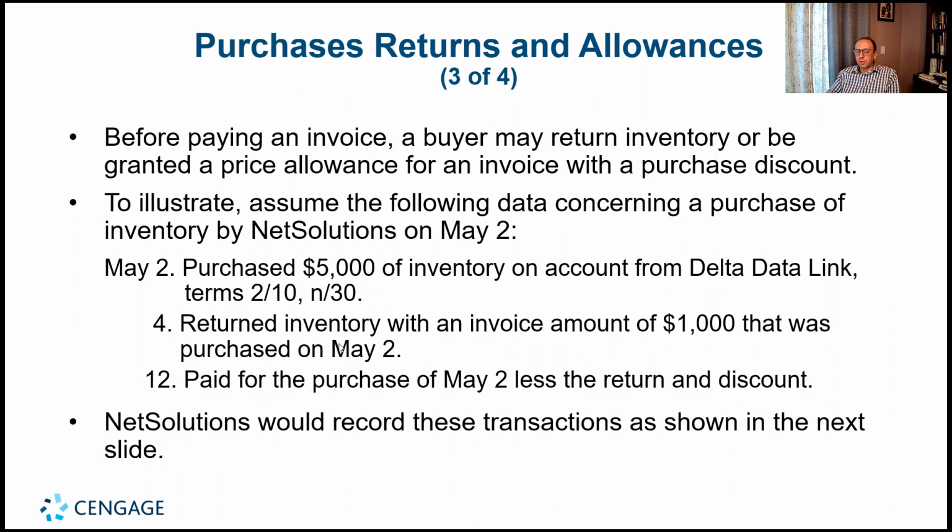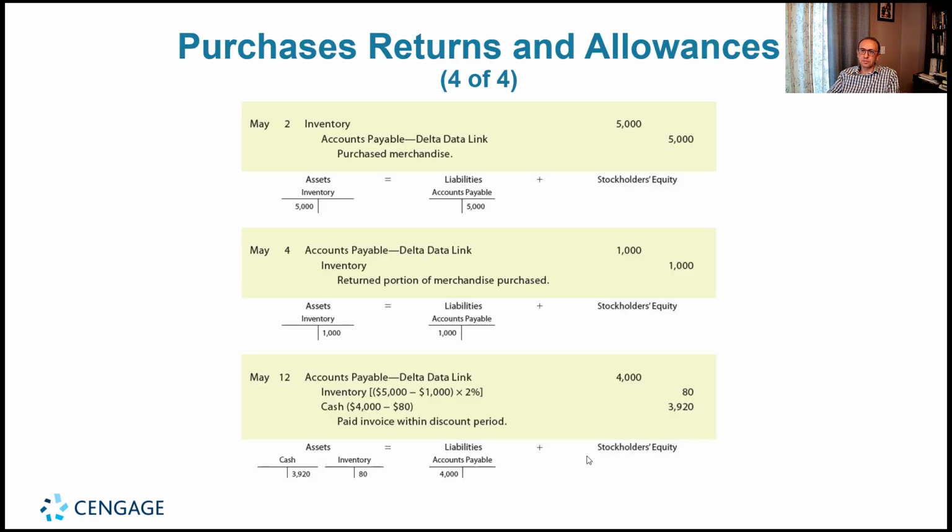On May 4th, they returned inventory with an invoice amount of $1,000 that was purchased on May 2nd. So out of the $5,000, the business is returning $1,000 worth of inventory. Then on May 12th, which is within the first 10 days, they paid for the purchase of May 2nd less the returns and discounts. So let's see how Net Solutions would record these transactions.